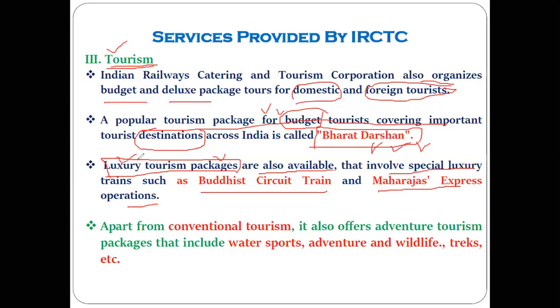In the case of the budget package, you may not get the AC coach, but here you can get the AC coach. Here you can get the onboard food services. Here you may not get the onboard food services. You may have to go to the station and get the food services available. So it depends on how much budget you have, how much money you want to spend. According to that, these kinds of tourist packages are available. Okay, got this point?